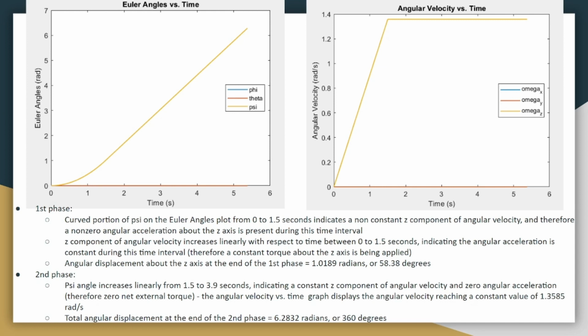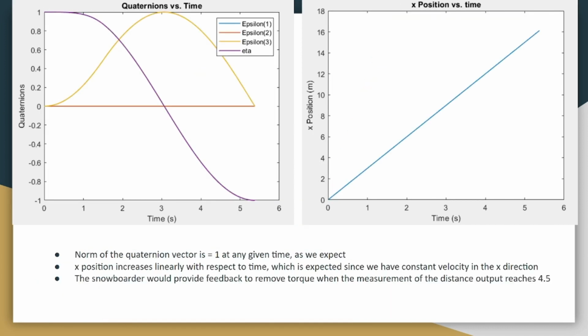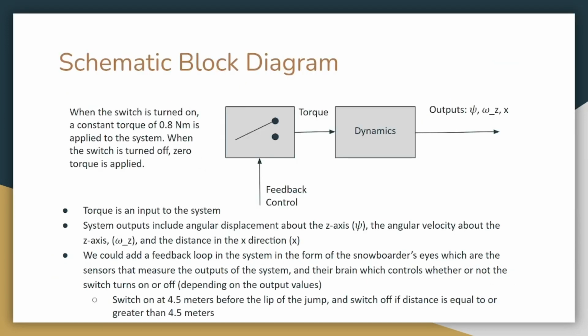The angular displacement covered in the first phase is 58.38 degrees, and the remaining 301.62 degrees is completed in the second phase. The quaternion plots display the components of the quaternion vector versus time, and we can see the norm of the vector equals 1 at any given time, which should always be the case. In the position plot, x position increases linearly with respect to time, which is expected since we have constant velocity in the x direction. Here's the schematic block diagram.